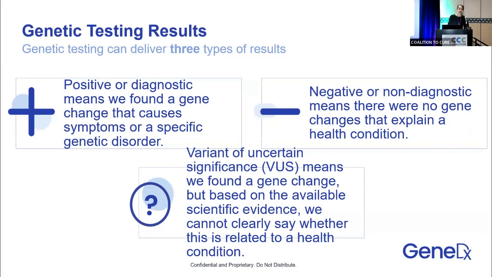So it's often recommended that genetic testing is later reanalyzed and looked at again because of changes and updates in technology. And then the third type of result is a variant of uncertain significance. Like we said earlier, that just means that there's been a change identified, but we don't know currently if that's causing disease or not.